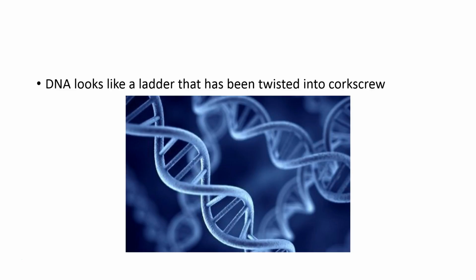DNA looks like a ladder that has been twisted into a corkscrew. Have a look at these artists' renderings, these artists' impressions of what DNA would look like. Notice that there are 2 uprights, one on each side of the ladder, but that ladder is twisted into a corkscrew shape. Also, notice that the ladder has rungs. So we've got uprights, which are often called the DNA backbone, and the rungs that join the uprights together.